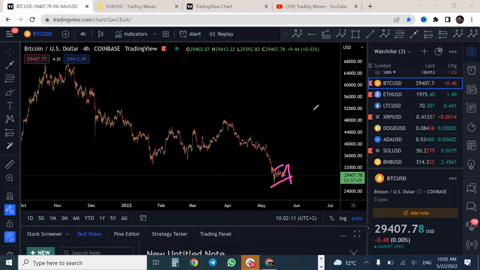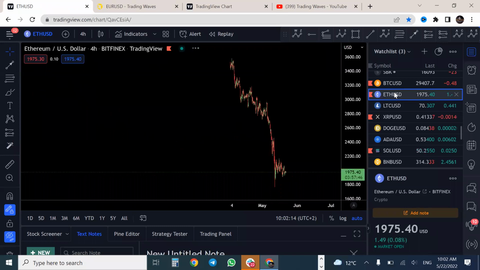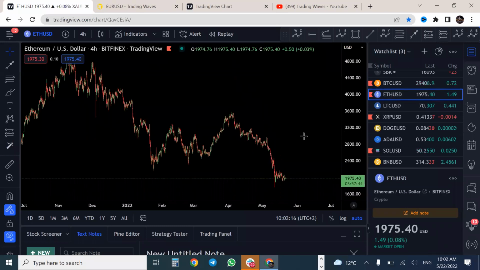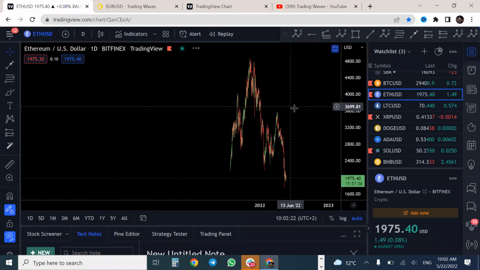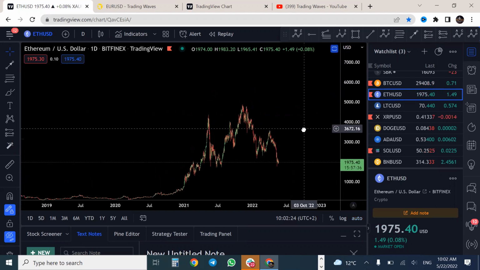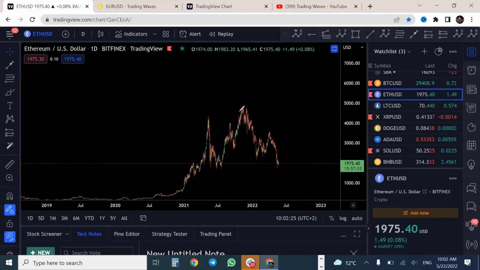Right, so that is Bitcoin. Ethereum, exactly the same structure, and you'll see all the cryptocurrencies have a similar structure. Ethereum, same structure as Bitcoin. It's got an expanding flat. Let's have a look at it on the daily. We'll come back to the lower degree. So Ethereum is also making what looks like an expanding flat. So far, it is still a running flat because we've not broken below here. So we're anticipating that Ethereum will break below this before the reversal.